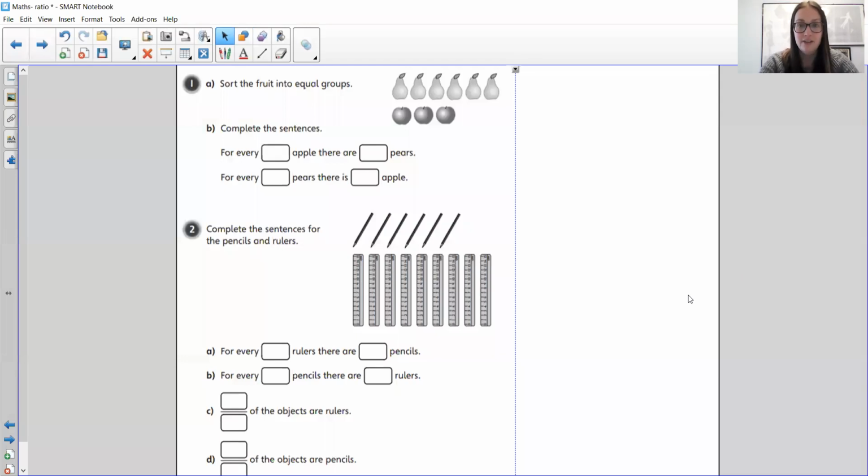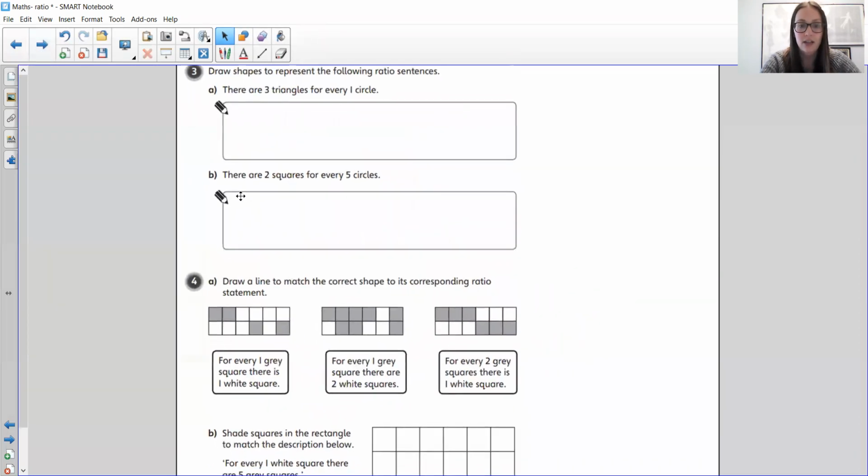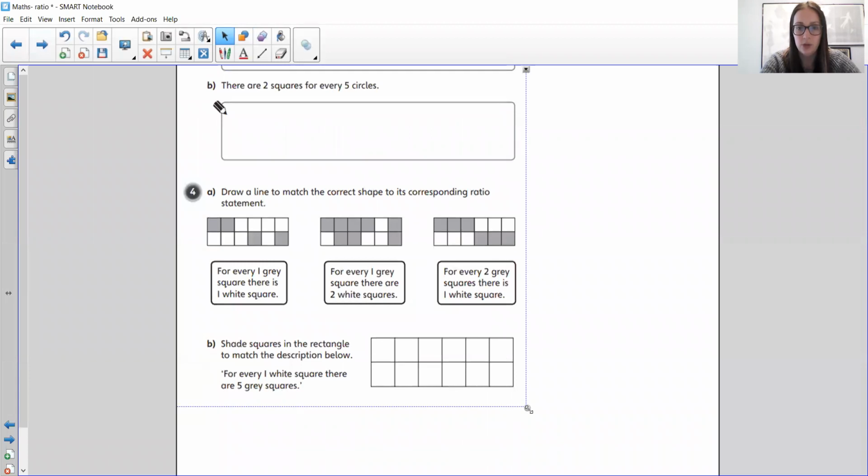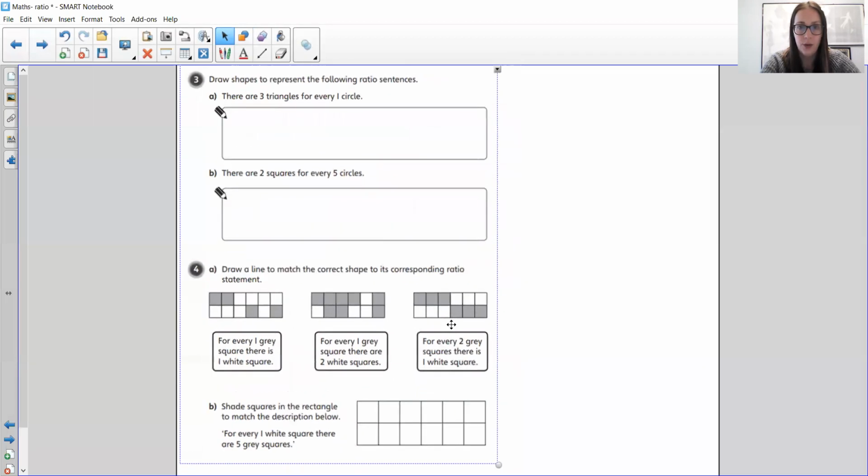So here we are then on our independent activity. You have got 2 questions here and then 2 more on the next page. So you can pause the video and have a go. And here are the last 2. Let me make it a little bit smaller so you can see it a little bit better. Here are your next 2. And that's it. And you're done for your introduction to ratio. Hopefully it all made sense. Hopefully you understood.